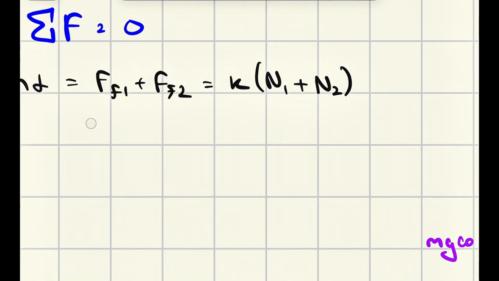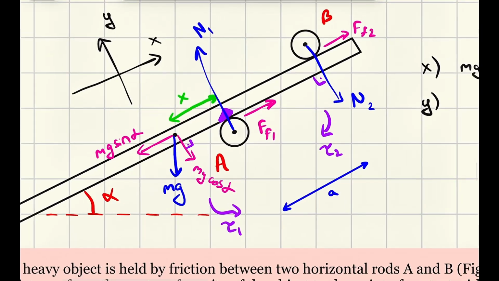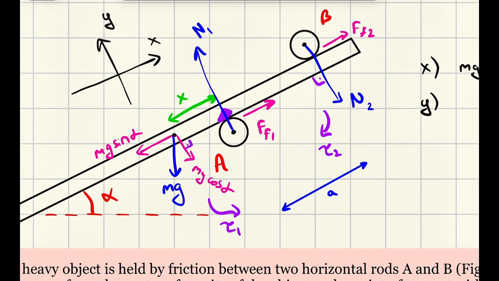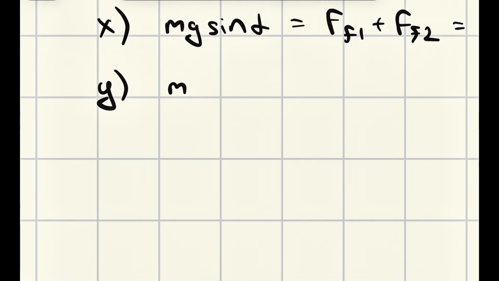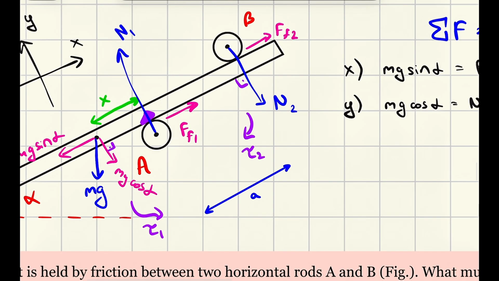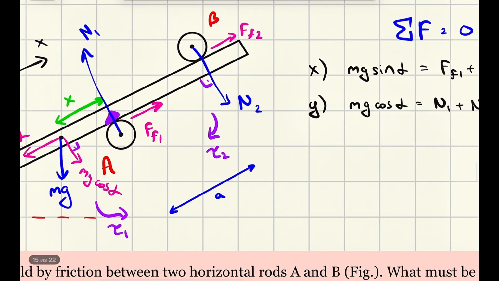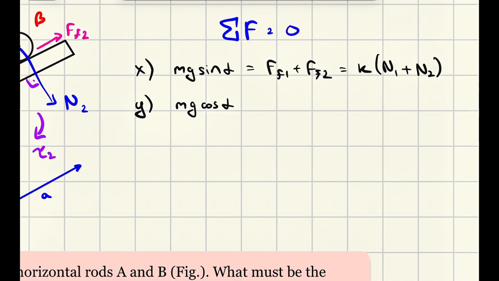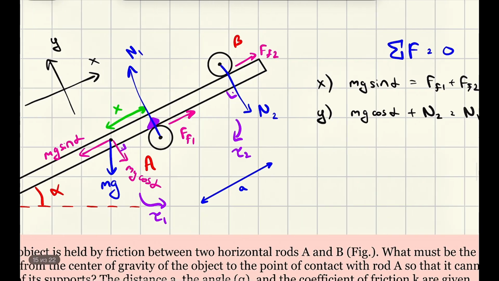Okay, good. Let's write down here for Y, the vertical axis. Vertically we have here N1, N2, and mg cosine alpha. This would be the very same principle. So mg cosine alpha plus N2 equals N1, because they are trying to pull downward and N1 is opposing them. N1 is trying to push upward. mg cosine alpha and N2 are trying to push downward.